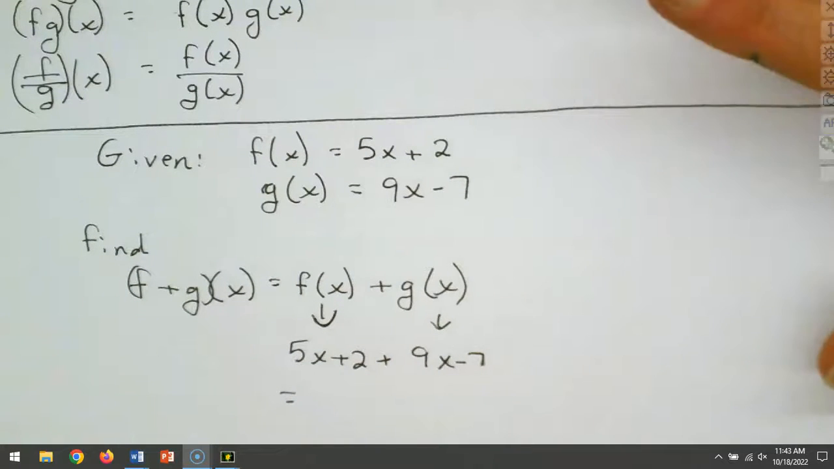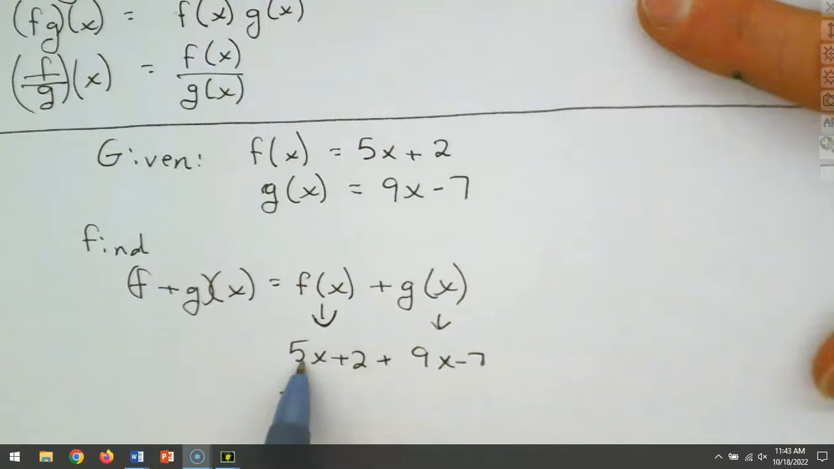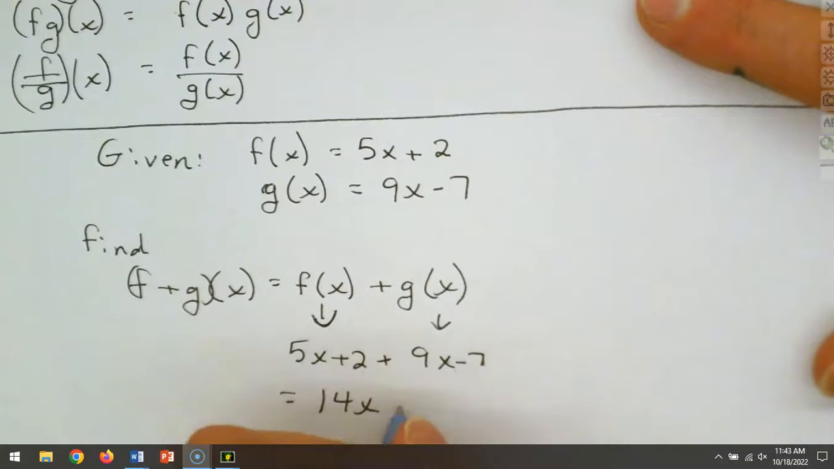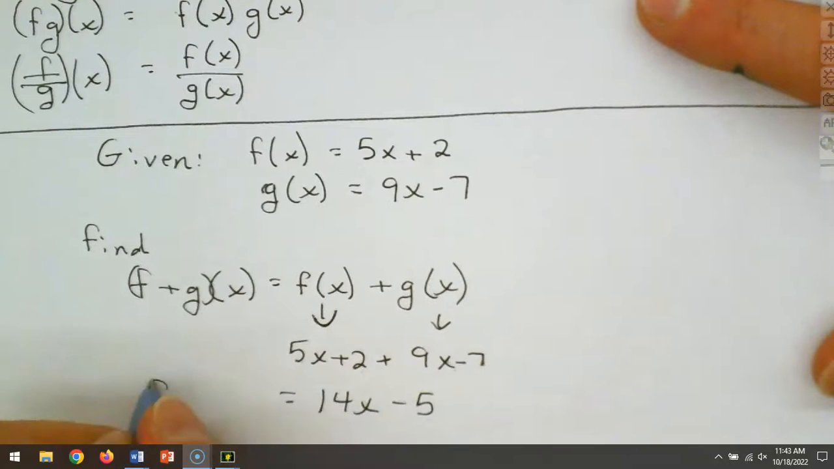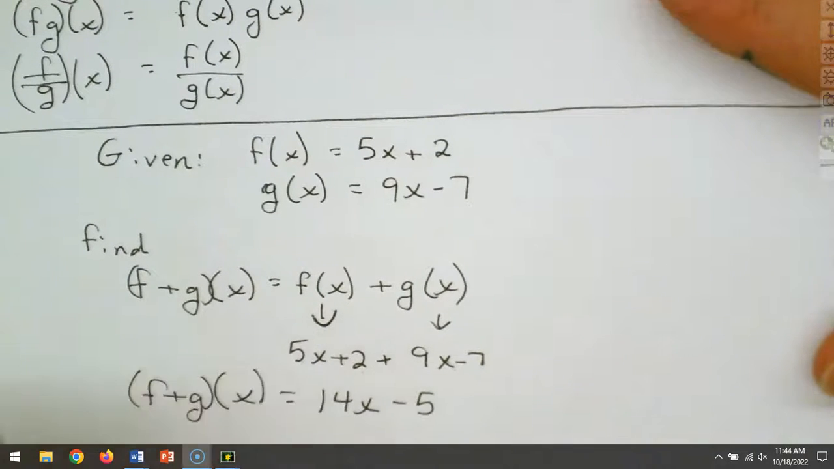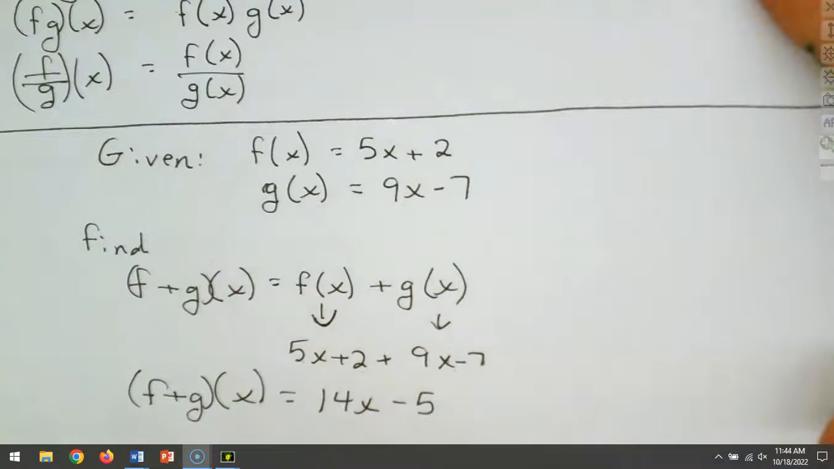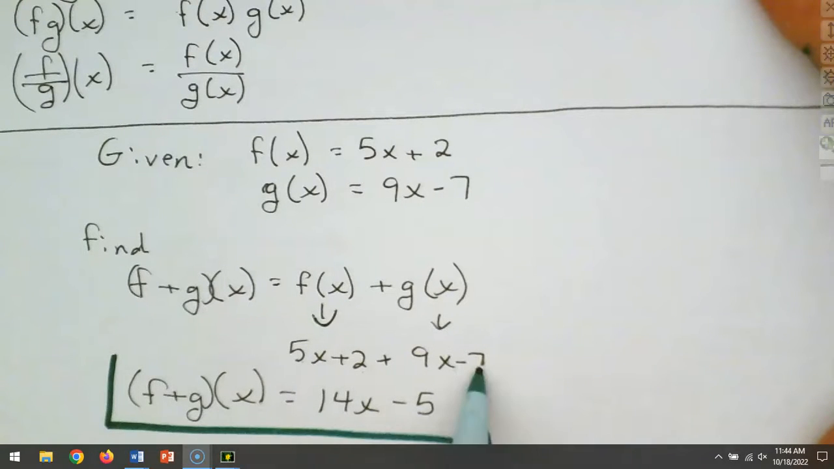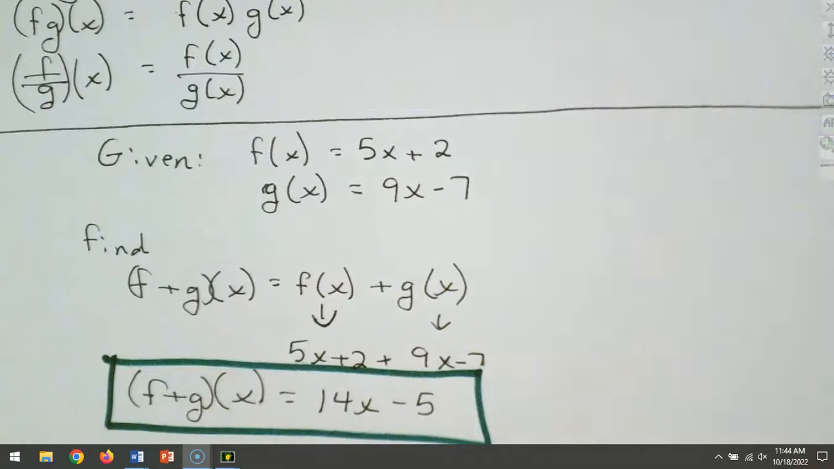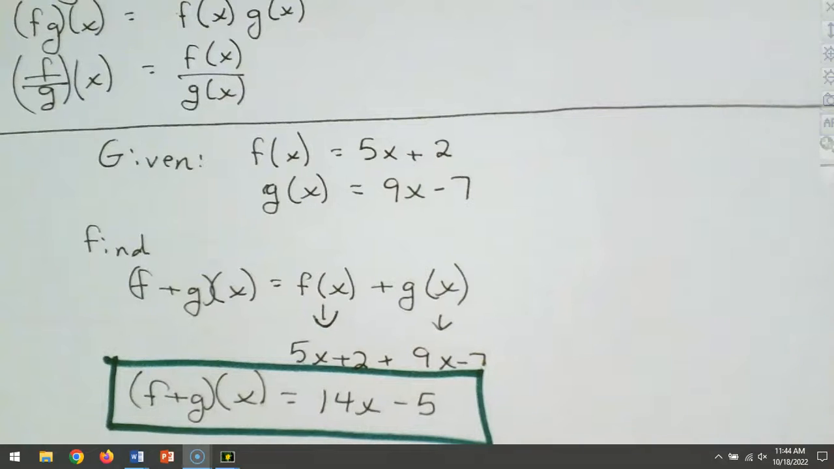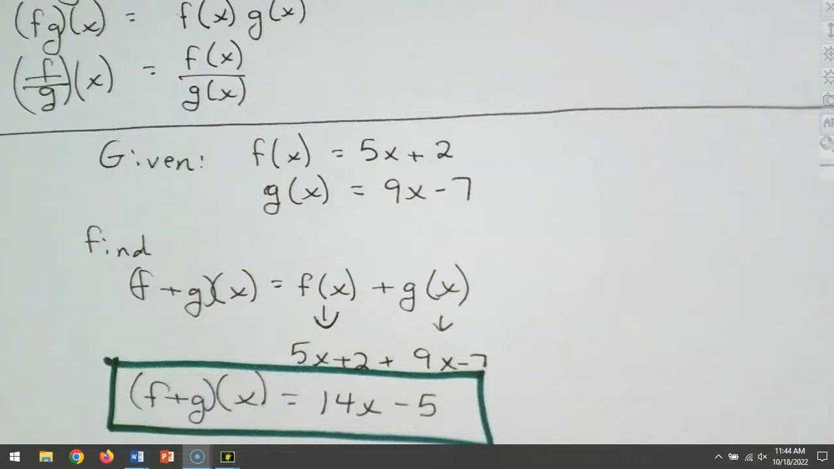So now we can combine like terms. 5 and 9 makes it 14x, right? And 2 and a minus 7, minus 5. And that's your answer. That is f plus g of x, and that equals 14x minus 5. Okay, so all we did was we added them together.